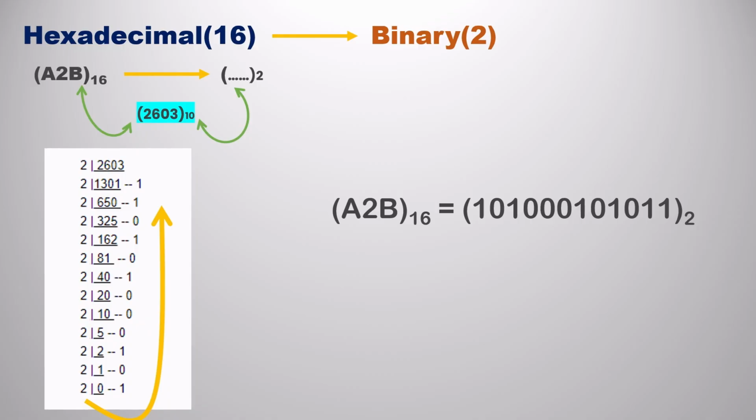So 2063 is divided by 2 continuously until we reach the required result, and we note the remainders. We have to write them from bottom to top. That is our final required answer. That is 2B16 equals 101000101011, which is in binary format.